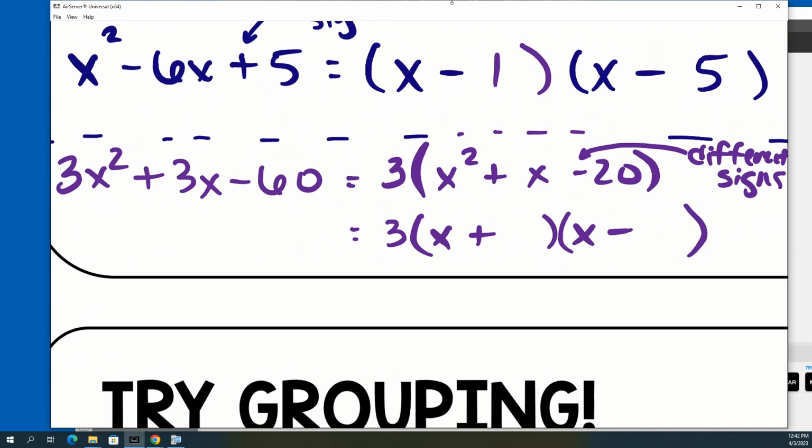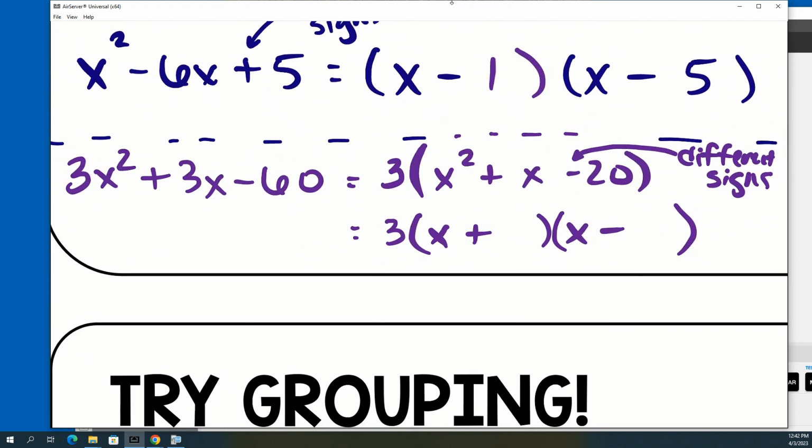So what do y'all think? Multiply to get 20. What multiplies to get 20 and subtracts to get 1? 4 and 5. All right, we want to get positive 1. So which one of those do you guys think should be positive? 5, the bigger one. And that's it.